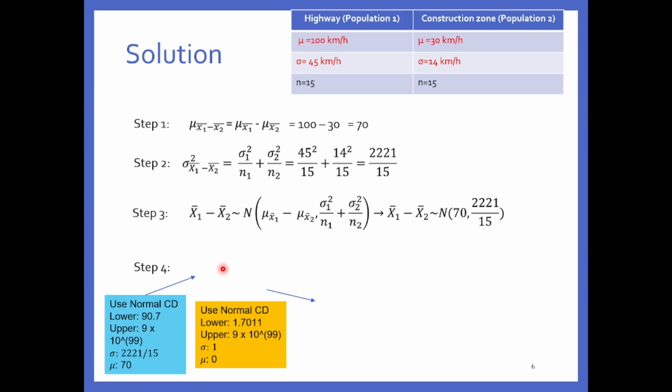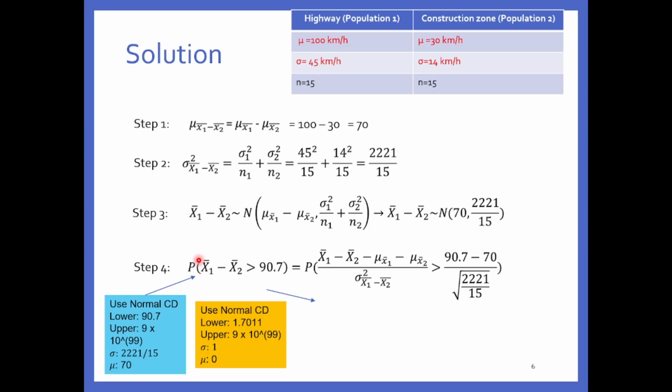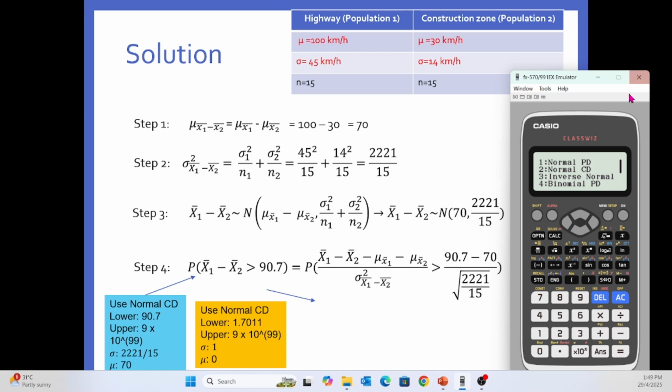And then step 4, the probability of the speed of vehicle in highway compared with the construction zone being greater than 90.7. Okay, and then I will show you two ways how you use a Normal CD distribution.